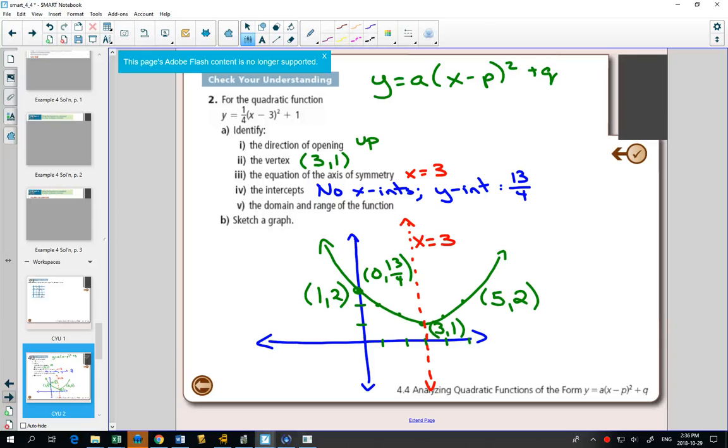Finally, domain and range. The domain of a parabola is always everything. The range of your parabola is based on your vertex. Can you see that the smallest value is y equals 1? And then it goes up from there. So our range would be y is bigger than or equal to 1.